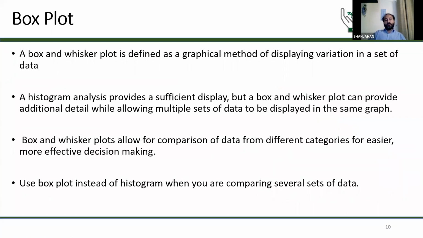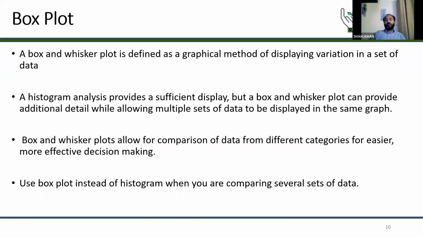Then there's the box plot. A box and whisker plot is defined as a graphical method of displaying variation in a set of data. A histogram analysis provides a sufficient display, but a box and whisker plot can provide additional detail while allowing multiple sets of data to be displayed in the same graph.